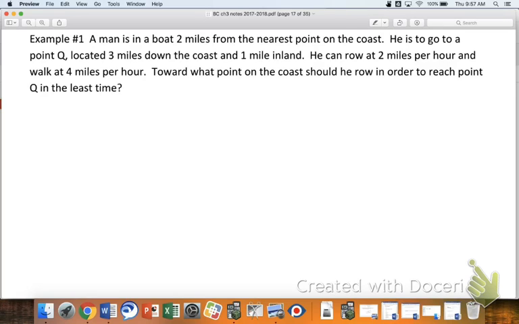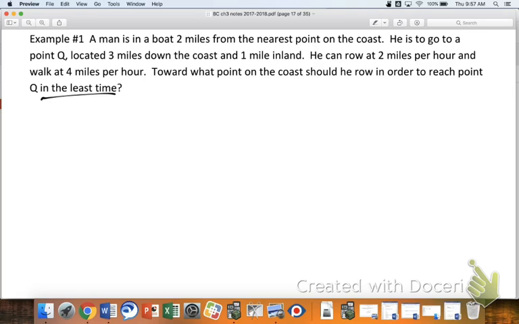It says a man is in a boat 2 miles from the nearest point on the coast. He is to go to point Q, located 3 miles down the coast and 1 mile inland. And then it gives some rates at which he can row and walk. It asks us to determine at what point on the coast he should row so that he'll get to point Q in the least time. When you see that phrase, that tells us everything we need to know about our general plan of attack. What are we trying to find?